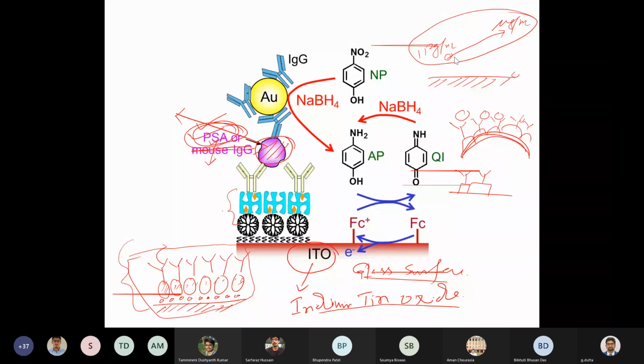Clear? Yes, sir. This is the utility of the nanoparticle. Sir, I have a question. Tell me. Can you repeat the term transducer?